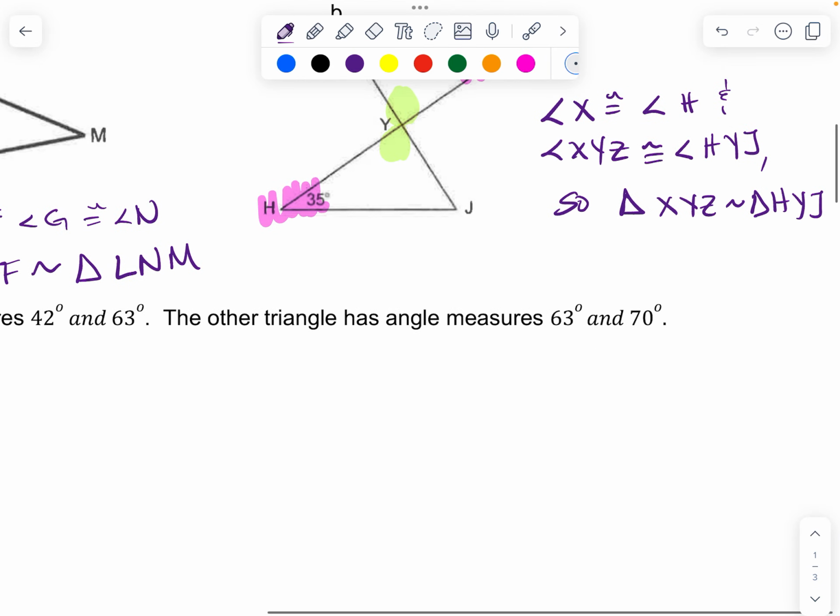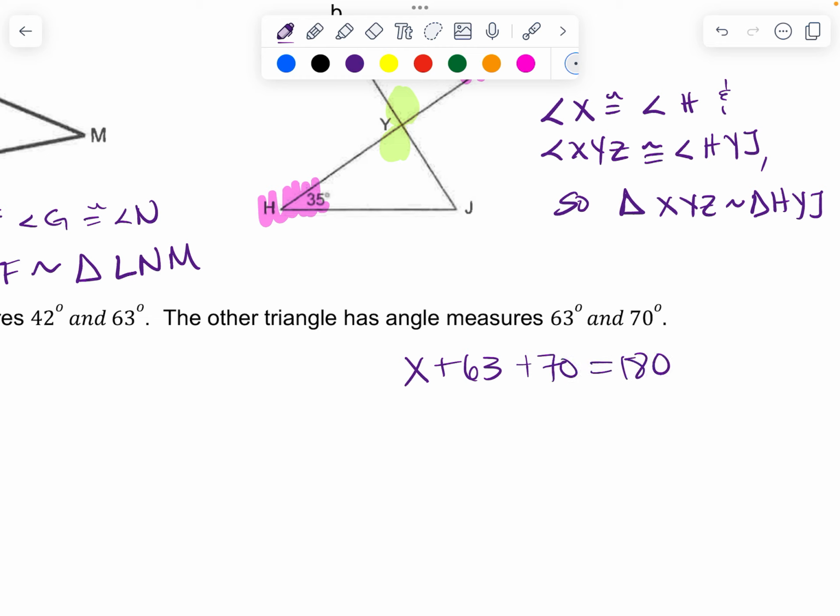Over here, I have x plus 63 plus 70 equals 180. X plus 133 equals 180. Should have probably done y. That's okay. So x equals 47 degrees.